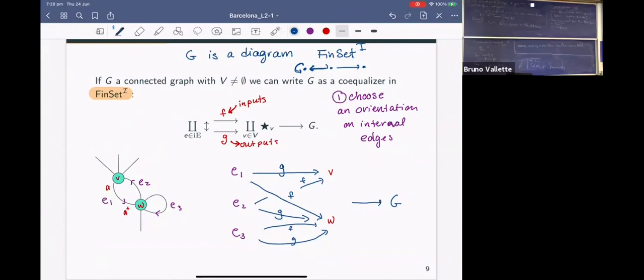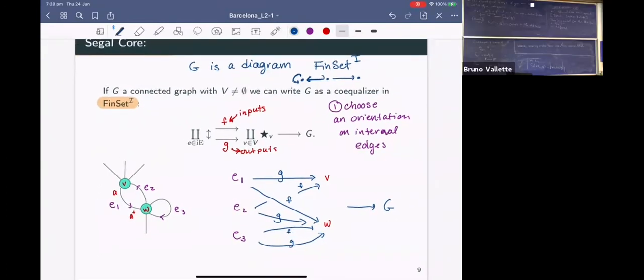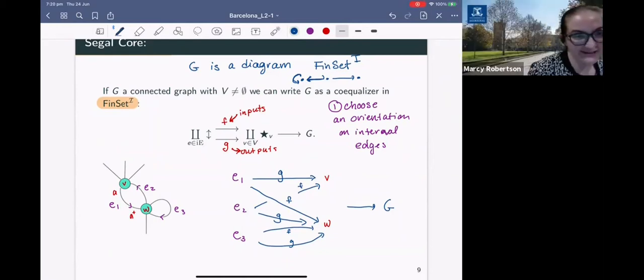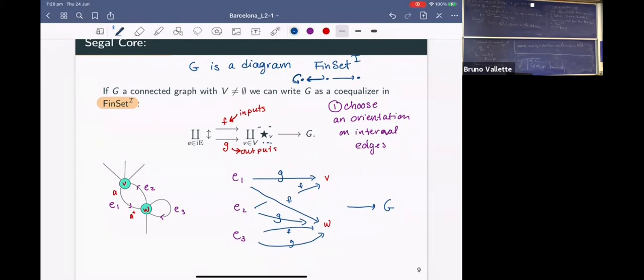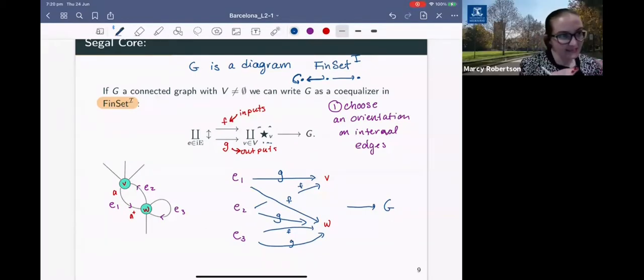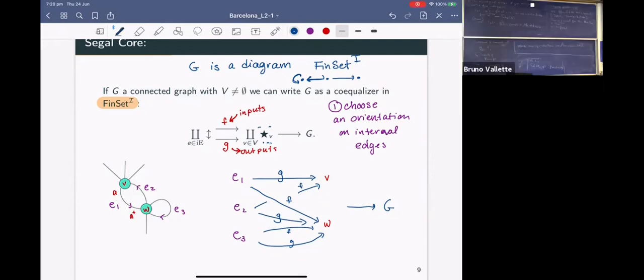There is a question here. When you say this is equal to the co-equalizer, you forget about the leaves, right? They are not included in the data. Oh no, they're not there. Well, I'm mapping, the leaves are in the vertex, so this is the star. Right. Okay, so they're there, but the only stuff that is getting identified are the internal edges. Okay, that's good. Thank you.